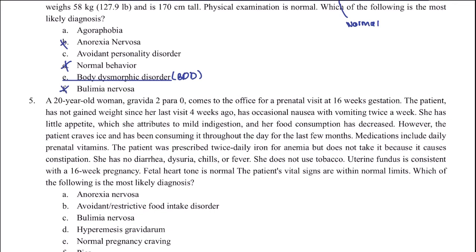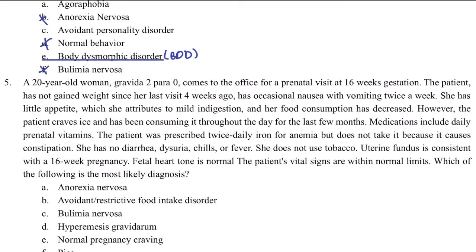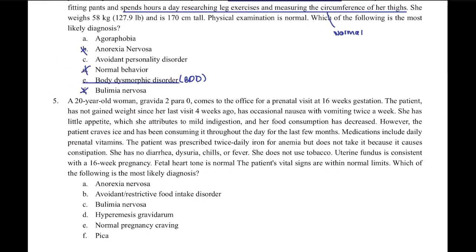Final question. A 20-year-old woman, Gravida 2, Para 0, comes to the office for a prenatal visit at 16 weeks of gestation. The patient has not gained weight since her last visit 4 weeks ago. Has occasional nausea with vomiting twice a week. She has little appetite, which she attributes to mild indigestion, and her food consumption has decreased. However, the patient craves ice, not ice cream, ice, and has been consuming it throughout the day for the last few months. Medication includes prenatal vitamins.